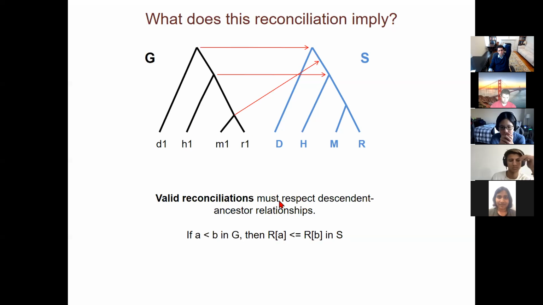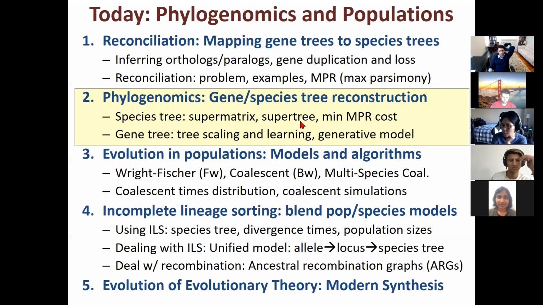Again, valid reconciliations must respect the descendant-ancestor relationship. So every time I map an event, it had better be in the same order if I go from the leaves to the root, rather than crossing any of the previously mapped events. All right, so I highlighted the importance of building correct gene trees in inferring duplications and losses.